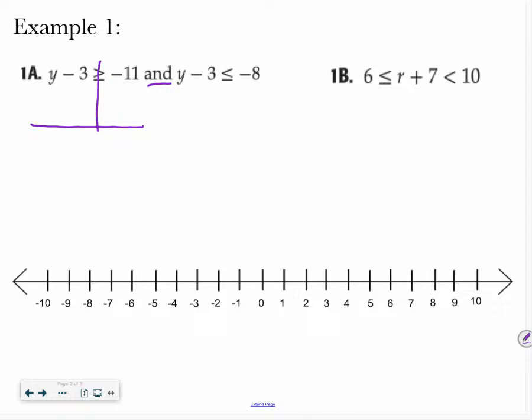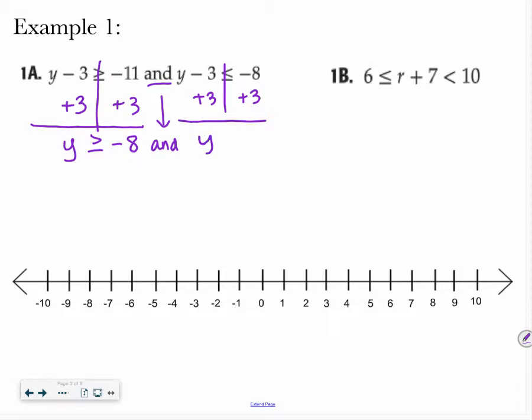We have y minus 3 is greater than or equal to negative 11. So I'm going to add 3 on both sides in order to get y by itself. So I have y is greater than or equal to negative 11 plus 3 gives me a negative 8. I carry down this word and, I keep solving. So I have y minus 3 is less than or equal to negative 8. I'm going to add 3 to both sides. I have y is less than or equal to negative 5.